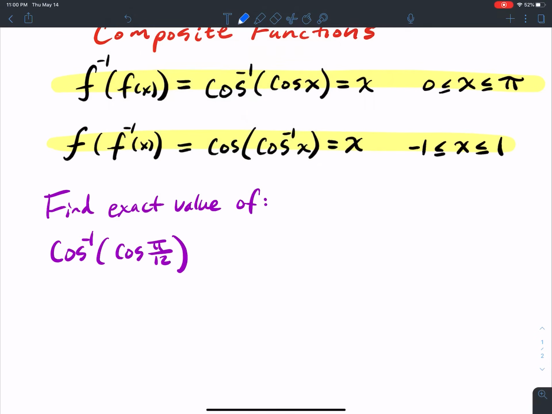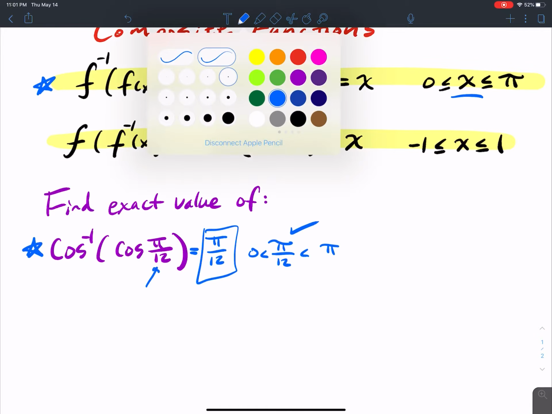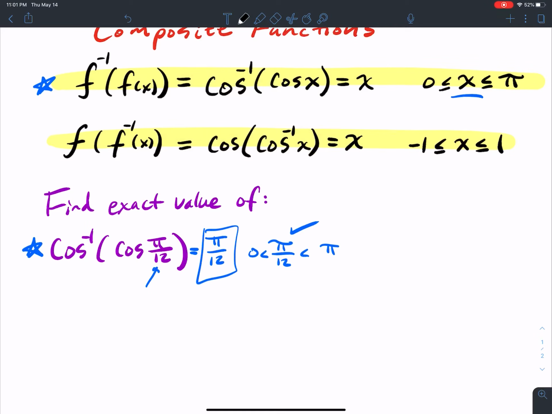What's going on here? Well, what I need to do is see which one it matches up. Looks like it matches up with that first one. So I need to make sure that my x is between 0 and pi. Pi over 12 is between 0 and pi. Check. So that means this is just equal to x. X here is pi over 12. Okay, no biggie. Let's try another one.